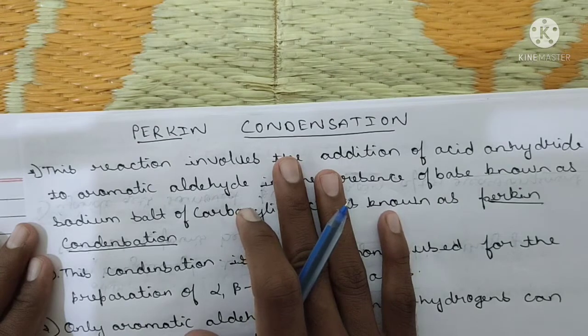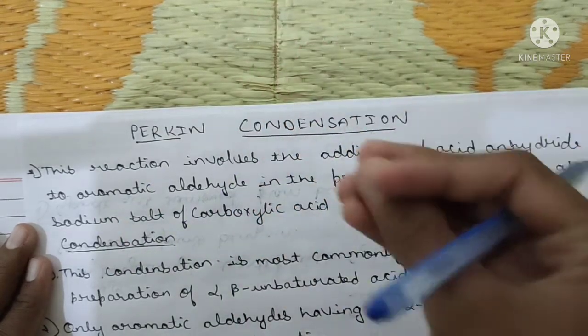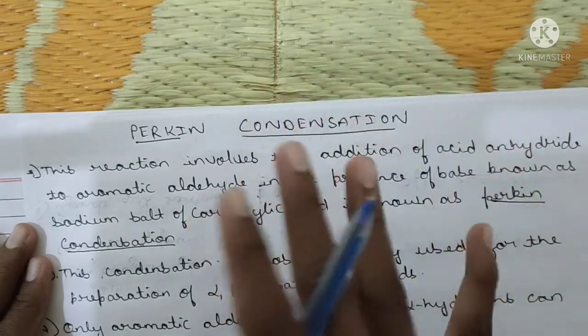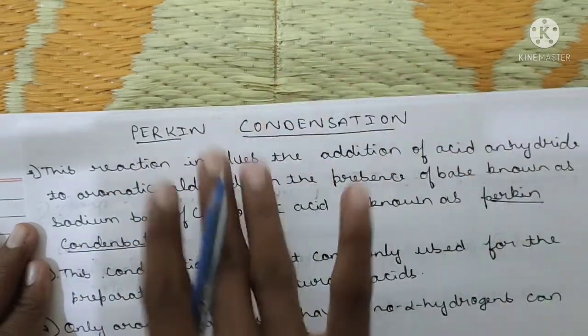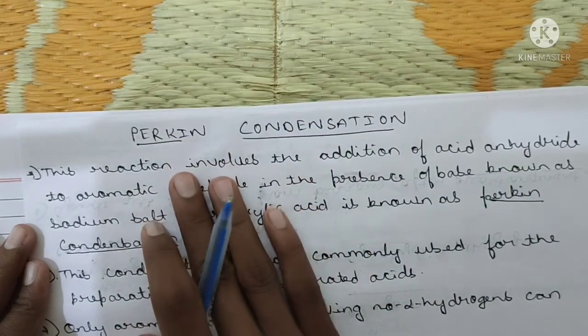Aspartame is an artificial sweetening agent. It is used in many flavored products, sweetened products, baked products, and snacks like Kurkure. In all these products we are using cinnamic acid. Cinnamic acid is a product of the Perkin condensation.